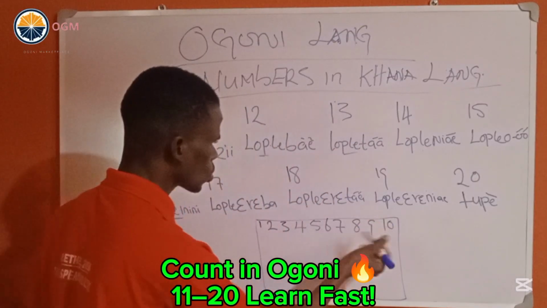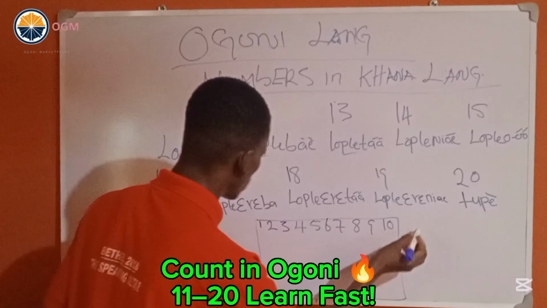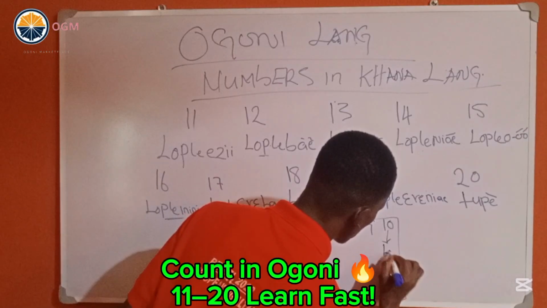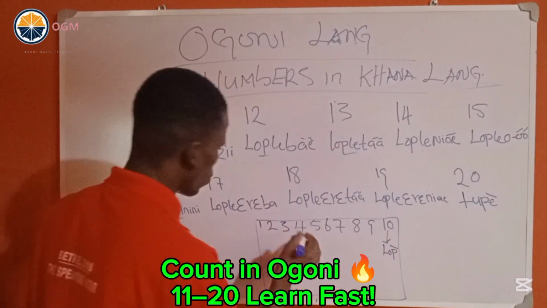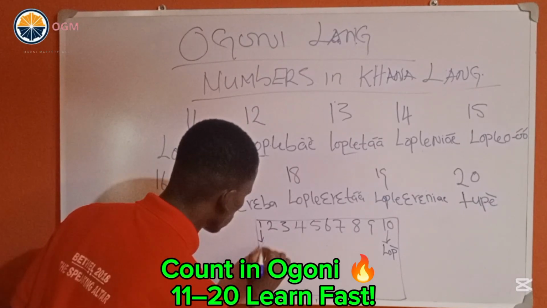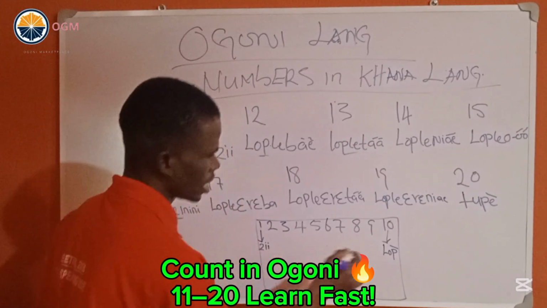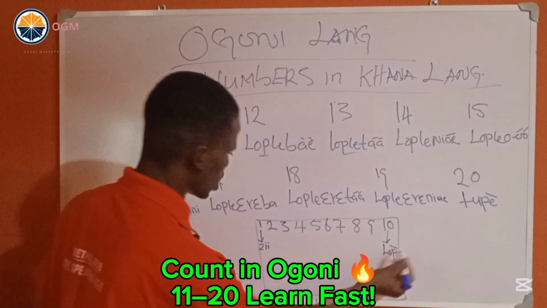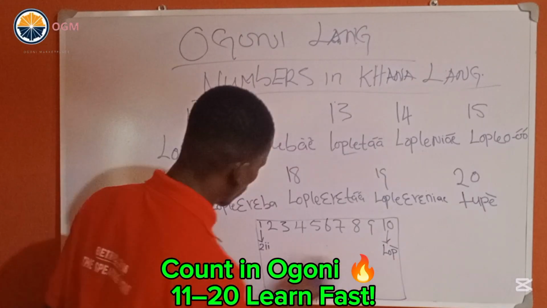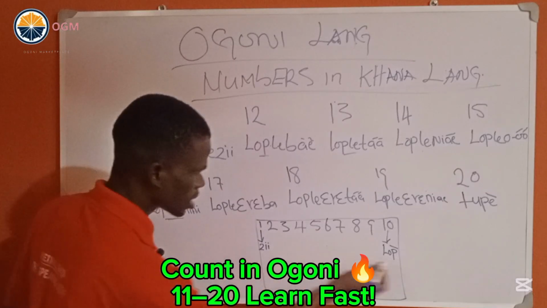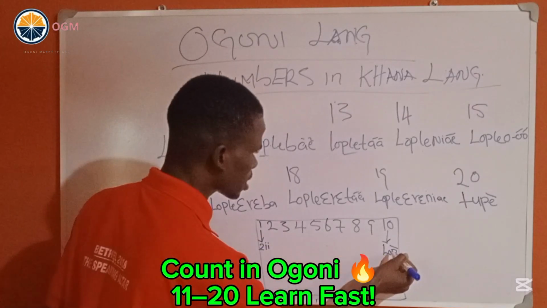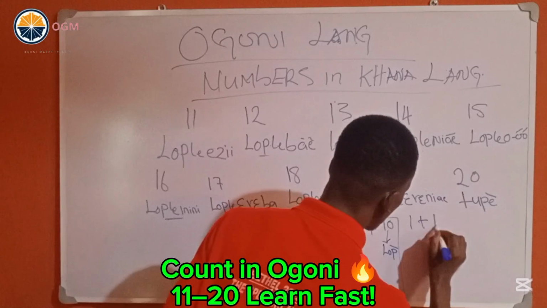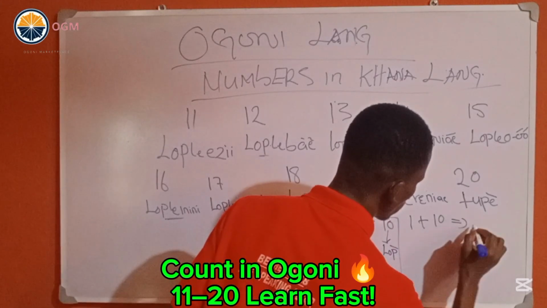Listen carefully here. What you do is add 1 to 10, which will give you 11. If 10 is Lop, then 1 is Zin. Listen carefully. 10 is Lop, then 1 is Zin. So if you are adding 1 to 10, which is 11, it will be written like this: 1 plus 10 is equal to 11.